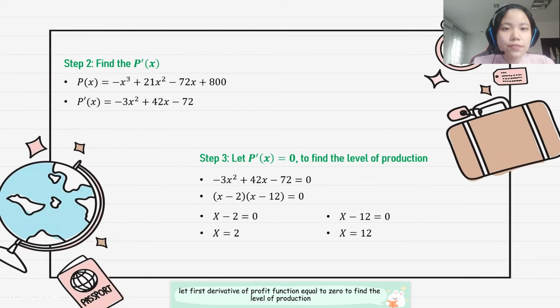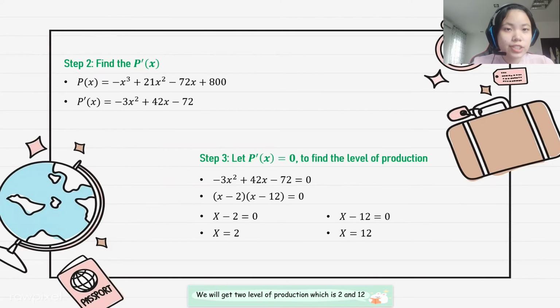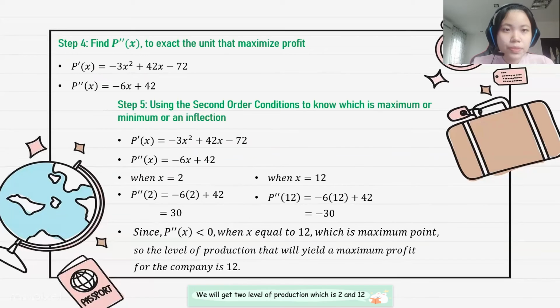Step 3, let the first derivative of the profit function equal 0 to find the level of production. We will get two levels of production, which are 2 and 12. Step 4, find the second derivative of the profit function to determine the unit that maximizes profit. We will get negative 6x plus 42.